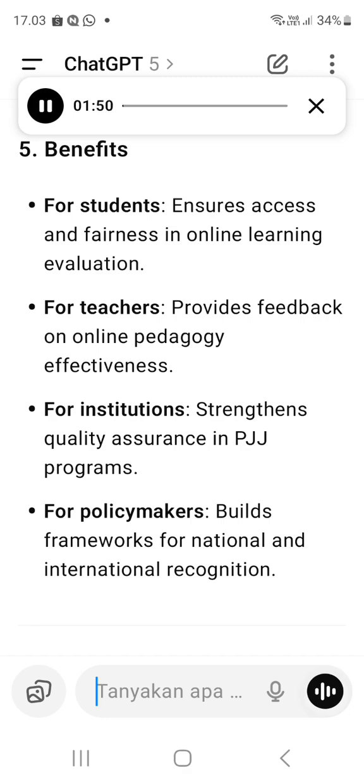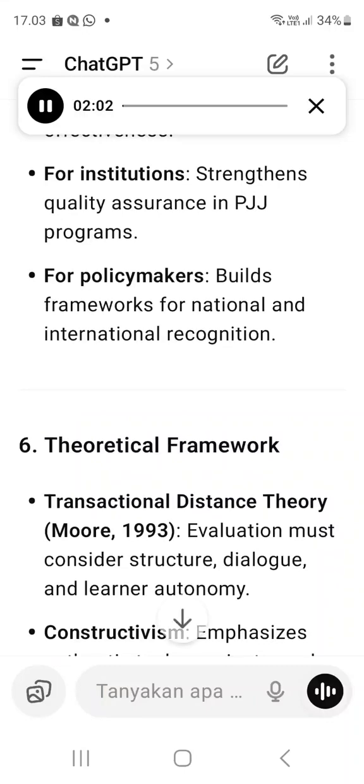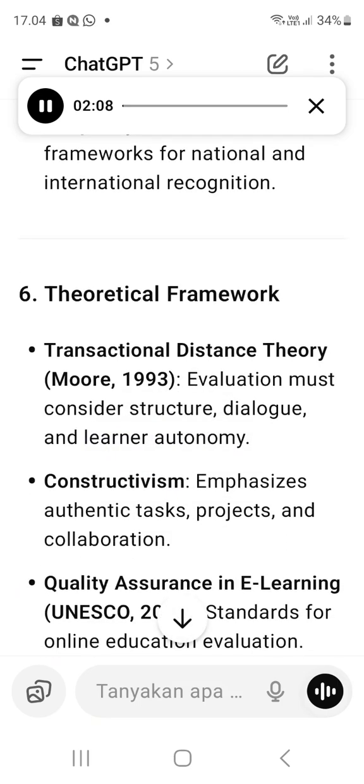6. Theoretical framework. Transactional distance theory, Moore, 1993. Evaluation must consider structure, dialogue, and learner autonomy. Constructivism emphasizes authentic tasks, projects, and collaboration. Quality assurance in e-learning, UNESCO 2015. Standards for online education evaluation.